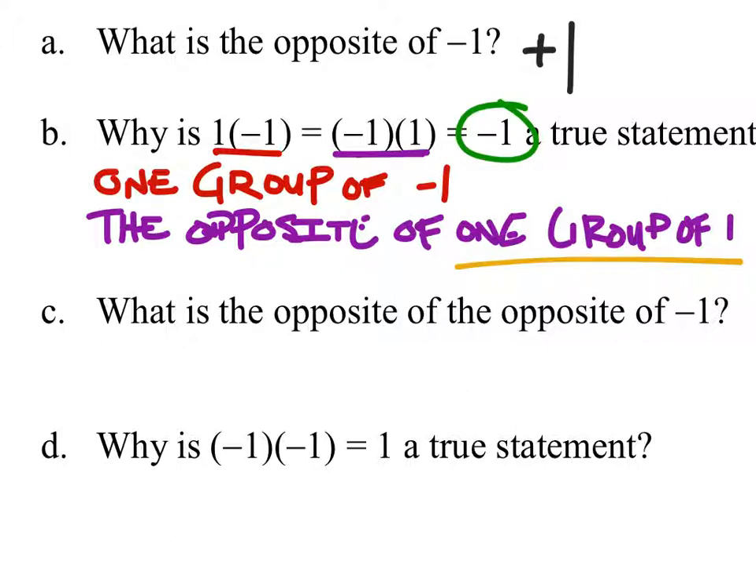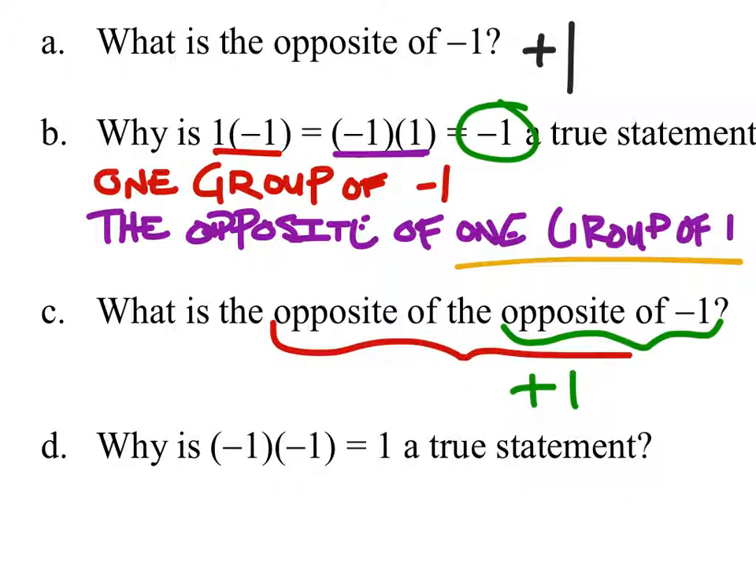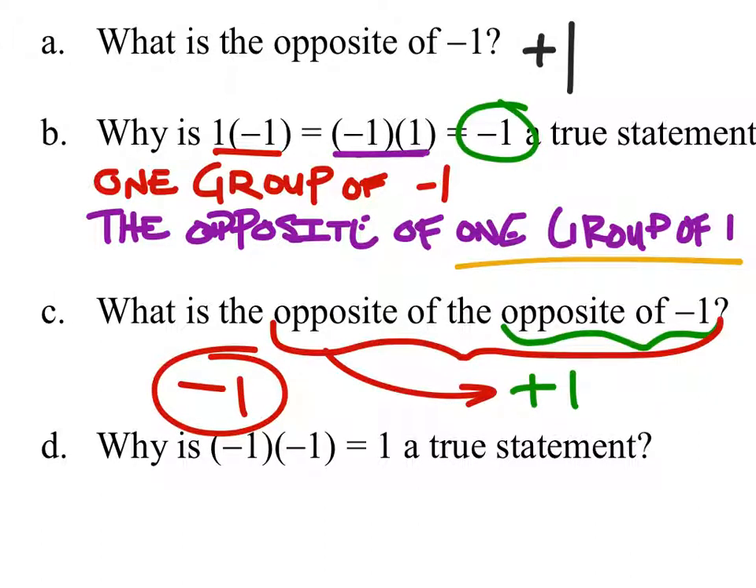Let's think about this, okay? So let's start first with the opposite of negative 1. What is that? 1. That's a positive 1, right? Well, now let's include this opposite. So now we want the opposite of positive 1, which would be negative 1. Bam, nailed it. All right, then let's look at D.